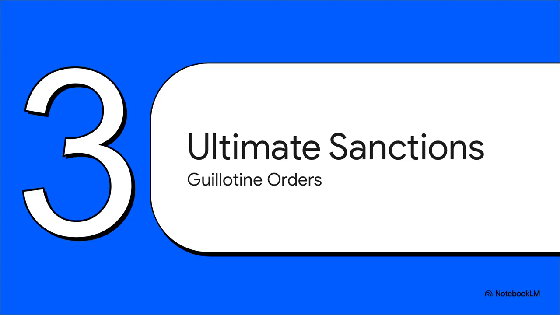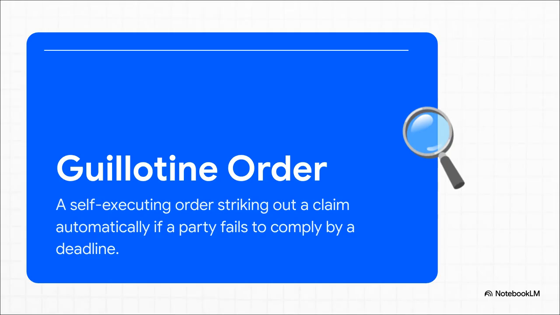So what happens when a party just keeps ignoring their duty? When they're in persistent breach? Well, that's when the court brings out the big guns. We're talking about ultimate sanctions, things like guillotine orders and summary judgment that can literally end the case on the spot. A guillotine order is pretty much what it sounds like. It's brutal. It's the court's final warning. The order will basically say, you have until 4 p.m. this Friday to disclose these documents. If you don't, your claim is struck out, automatically. There's no second chance, no coming back to court to argue. The axe falls the second they miss the deadline.